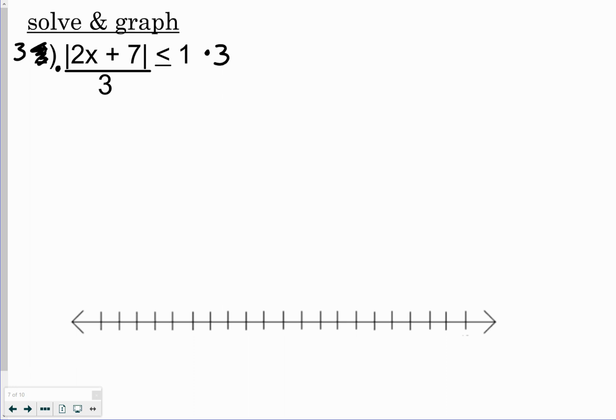Now I get a lot of students that forget that whatever you do to one side, you got to do to the other. Right? I think I had 5 students in my last class that forgot to do this one little step. They did all of their work, so they got the wrong answer just because of one little thing they forgot to do. Okay? So we're going to multiply both sides by 3. So now we have the absolute value of 2x plus 7 is less than or equal to 3.